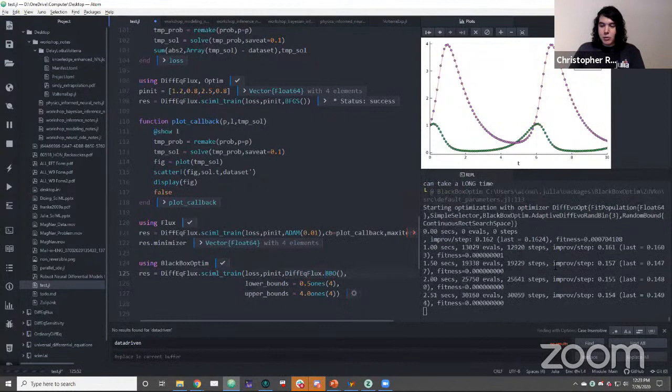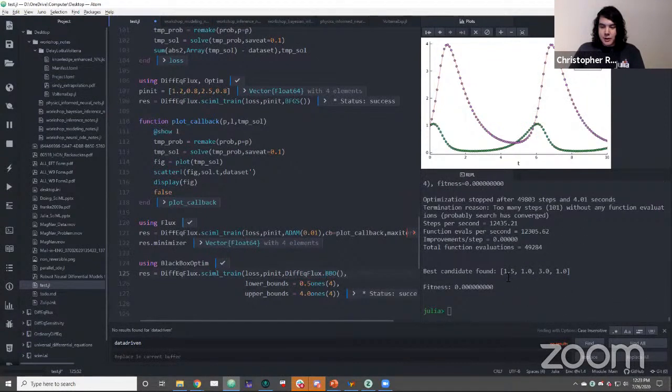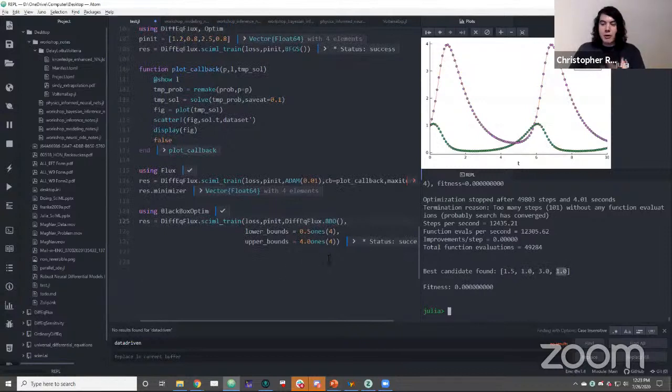And then it'll run this global optimization. And it'll tell you that the best parameters that it found in this space were 1.5, 1.0, 3.0, and 1.0. Right, so you can switch over to genetic algorithms and stuff with pretty much minimal code changes.